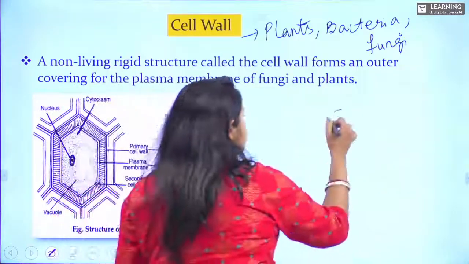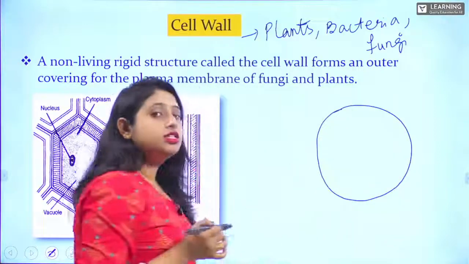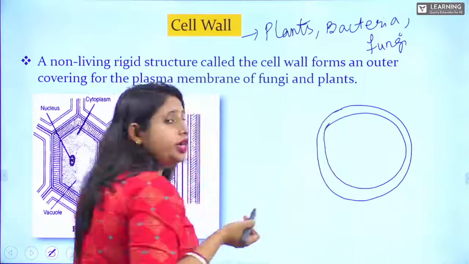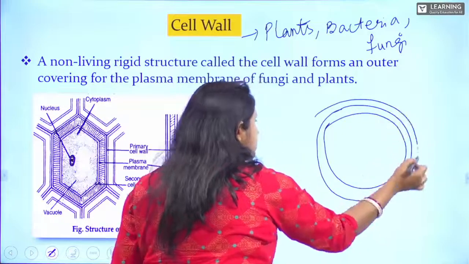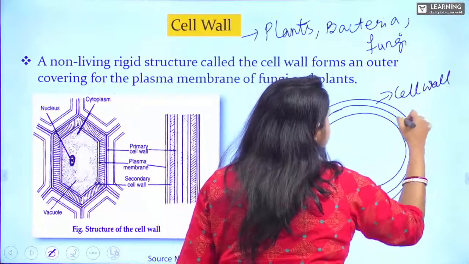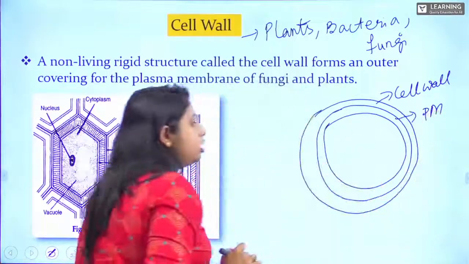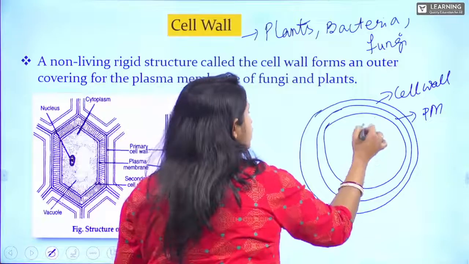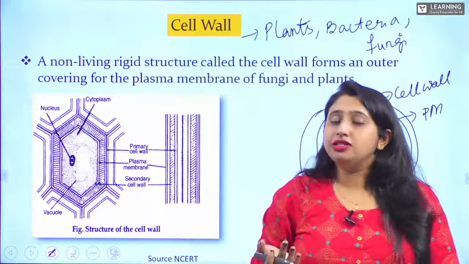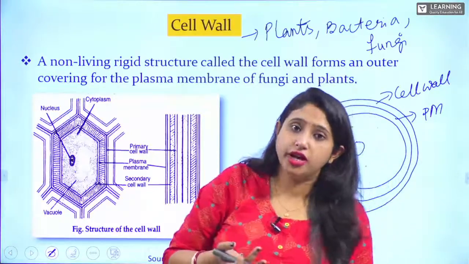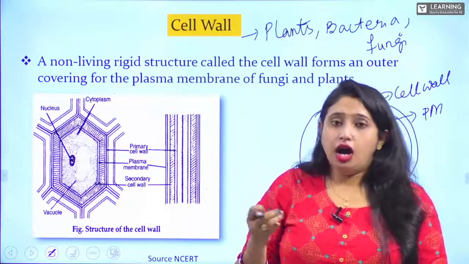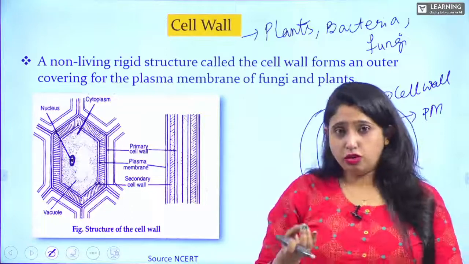So see, if this is the cell, then the outer layer is your cell wall, okay. This portion is the cell wall, then this is the plasma membrane, and here various cell organelles are present, okay. So the cell wall we see in case of plants, bacteria, and fungi. They are made up of various constituents like cellulose, then magnesium pectate, and hemicellulose.